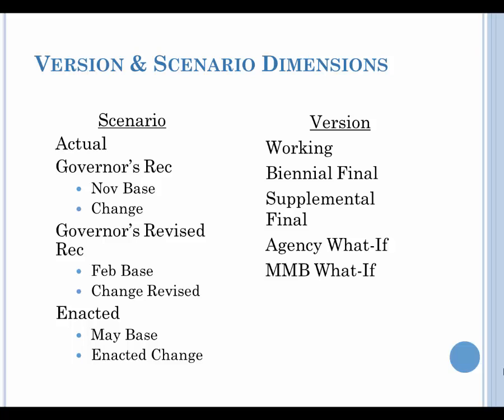The first year of a biennium, we copy our working data to biennium final. We then enter data again in the working version. The second year of the biennium, we copy data to the supplemental final version. You must know the scenario and version combination to know at what point of the 2-year budget cycle the data was entered.